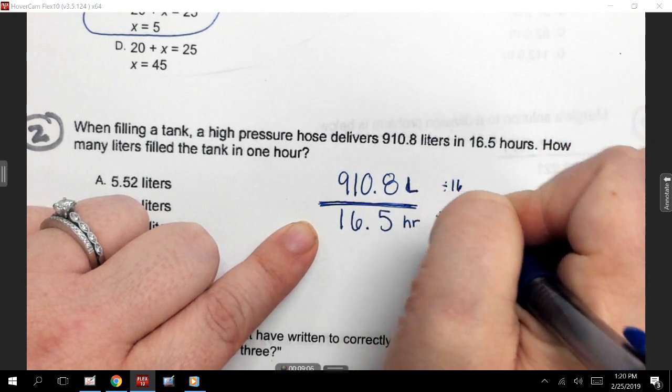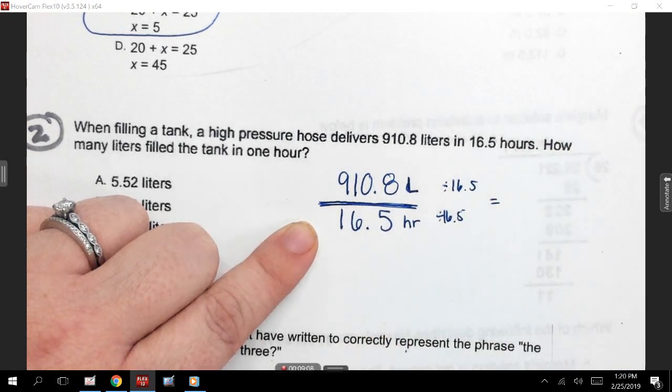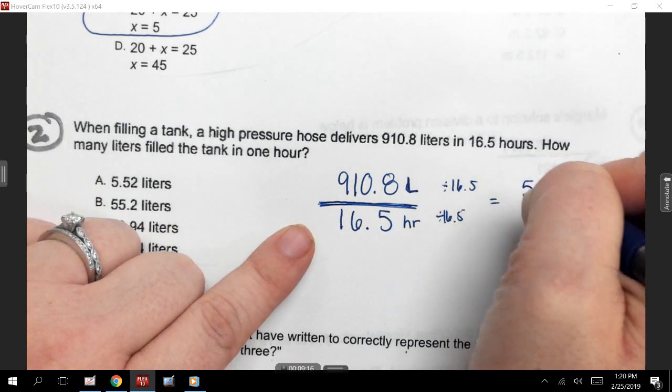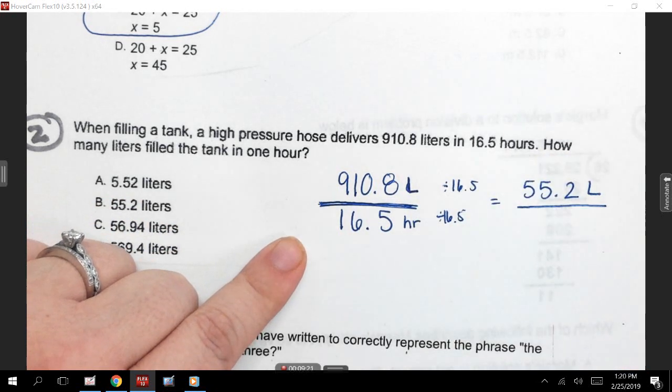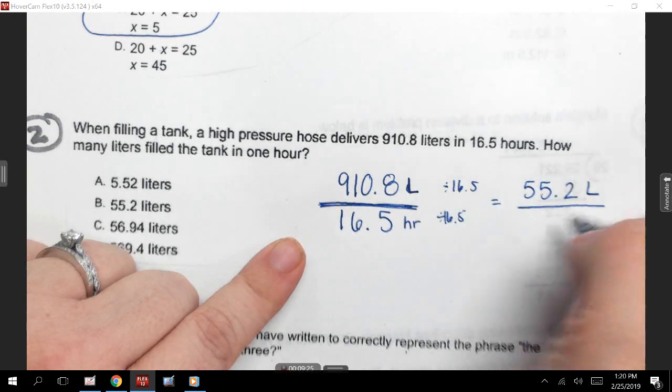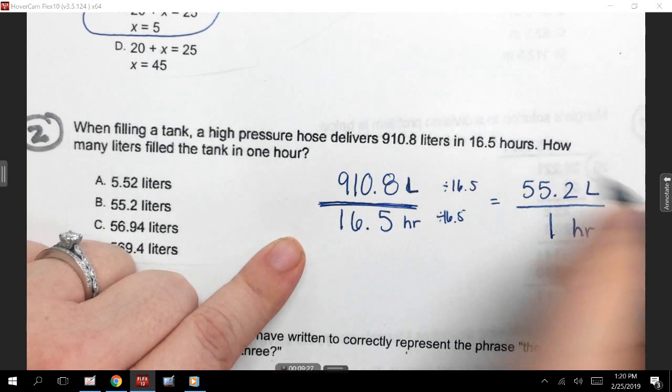All right, so Aaron just said we're dividing this by 16.5, which is the same as dividing the top and bottom by 16.5. So what do I get on the top when I divide that by 16.5? What do I get there? Davis? 55.2, and that's still my liters. What do I end up with on the bottom, Davis? 1. Because what was it asking me about?